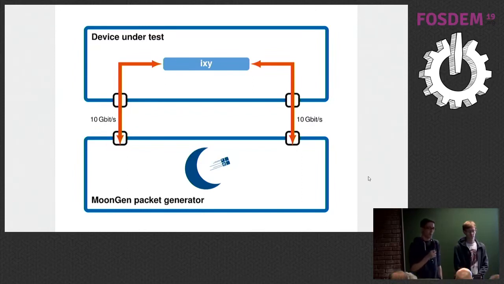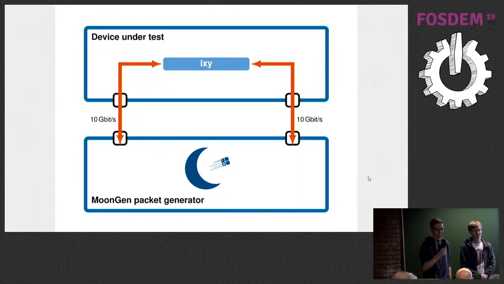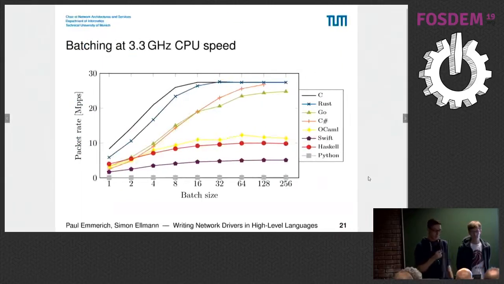We use MoonGen, written by Paul, as a packet generator because it's obviously the best packet generator. And on the device under test, we run a simple bidirectional packet forwarder that we implemented on top of all our drivers in all the languages. So let's have a look at the results.